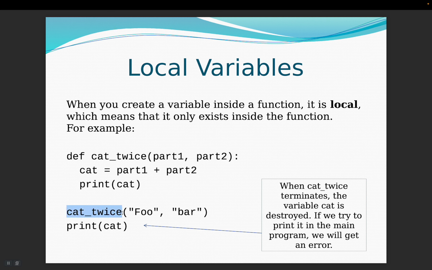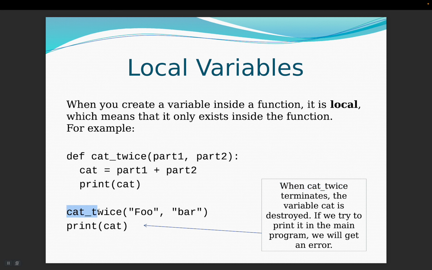So we call the function outside, and we call cat underscore twice. We pass it two parameters, foo and bar, and these are strings. So foo is going to be in place of part one, and bar will be in place of part two. And then we print out cat. Now, cat exists locally inside of here. So what is that going to do for us? So, okay. When cat twice terminates, the variable cat is destroyed.